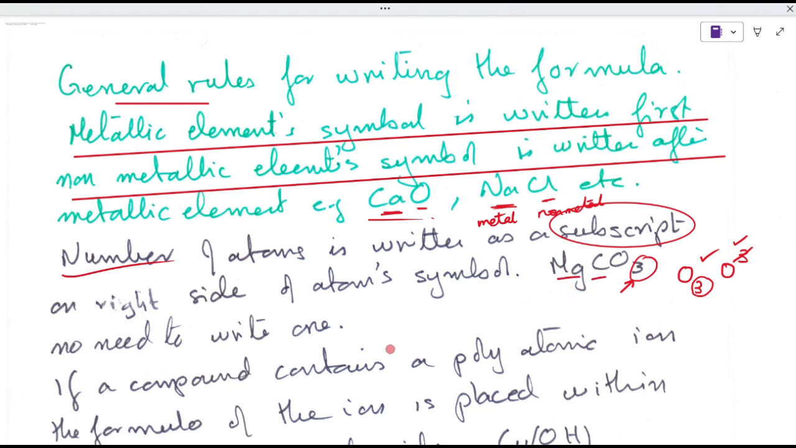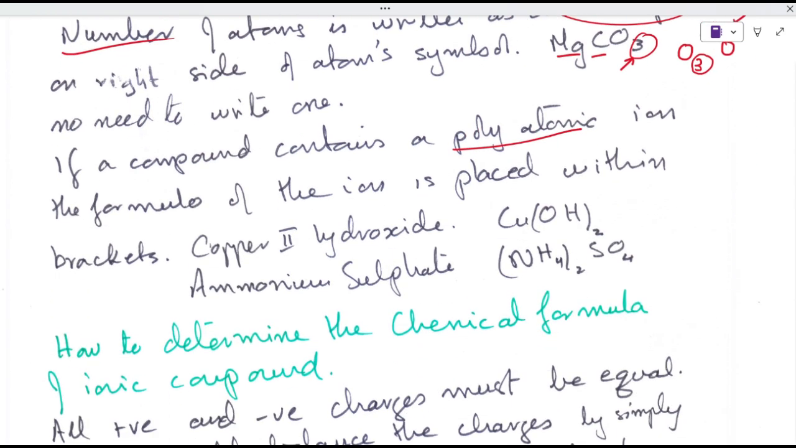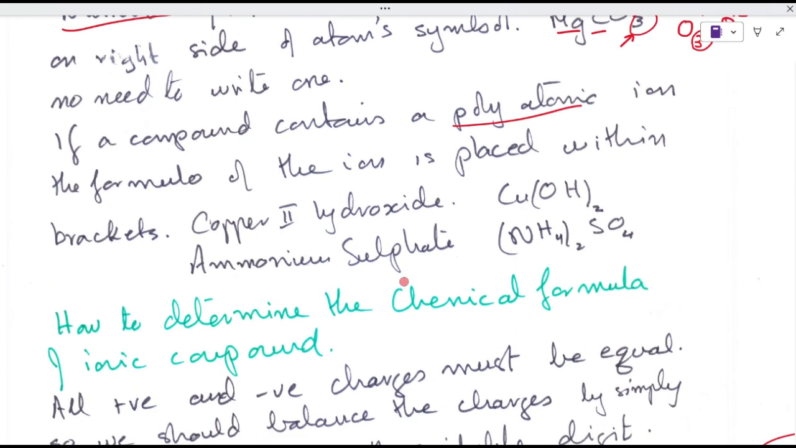If a compound contains a polyatomic ion, the formula of the ion is placed within brackets. Copper 2 hydroxide: we have 2 hydroxide, so we put hydroxide in brackets and then write 2 as a subscript. Ammonium sulfate: we have 2 ammonium ions, therefore we write ammonium in a bracket and then write 2 as a subscript.